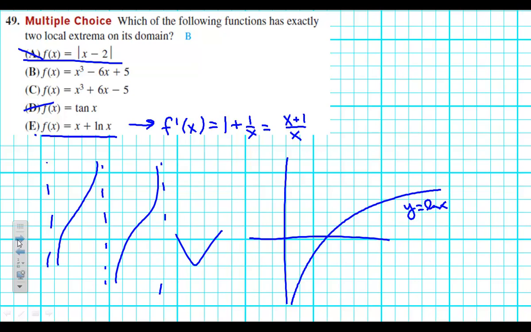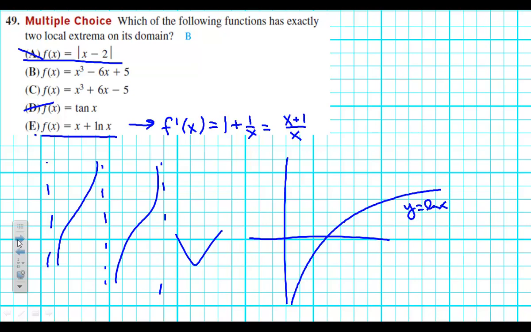All right. Here's the other way to attack this. If you want to find out if there are 2 local extrema, that means there'd have to be at least 2 critical values. When I think of the derivative of this function, the derivative of x is 1, the derivative of natural log x is 1 over x.